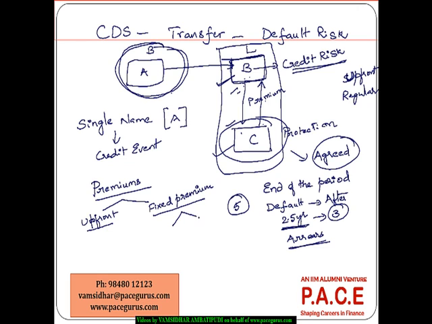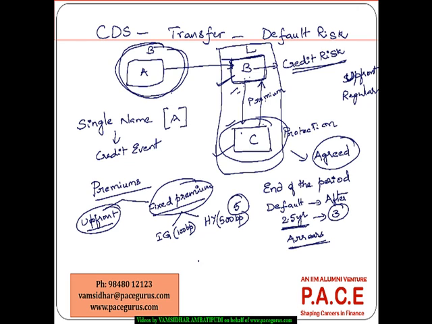Probably I can say, if the reference entity is more of an investment grade kind of bond, I may put, let's say, 100 basis points as the premium. Or if it is a non-investment grade or high yield kind of bond, I can put even 500 basis points, or 5%, as the premium. So either it could be an upfront premium or a fixed premium.